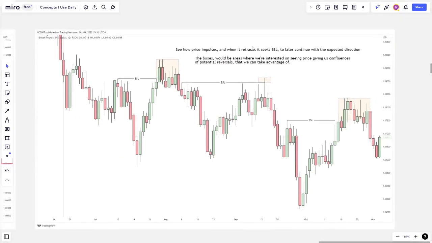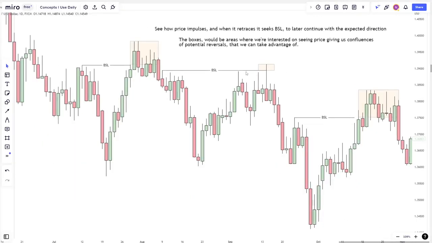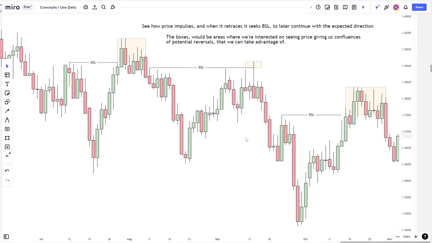See how price impulses, and when it retraces, it seeks buy side liquidity to later continue with the expected direction. The boxes that you see will be areas where we are interested in seeing price giving us confidence of potential reversals that we can take advantage of. Of course, it doesn't necessarily mean that this box is where the reversal has to happen, but after that round of buy side liquidity, it's when we start looking for that to occur.